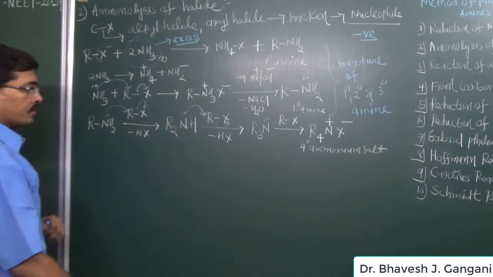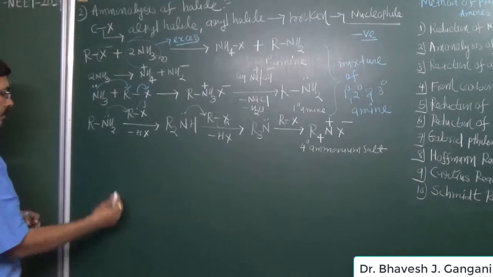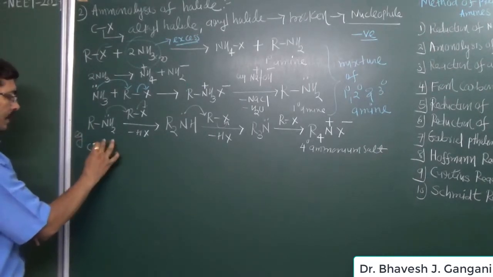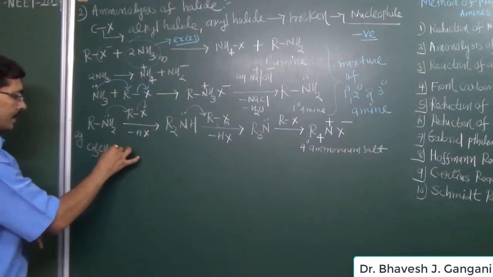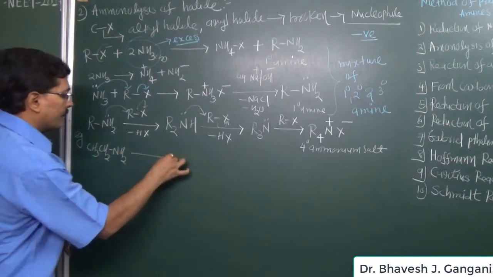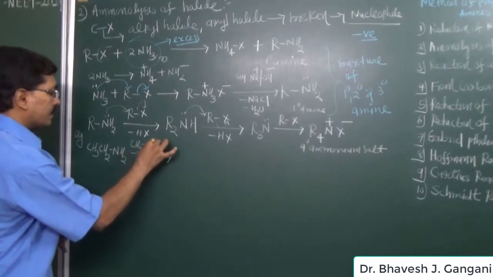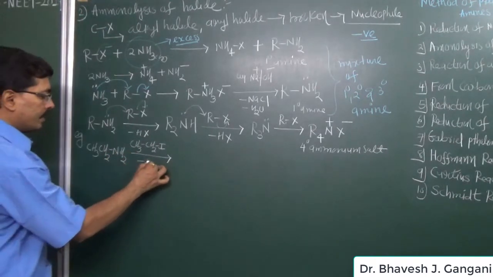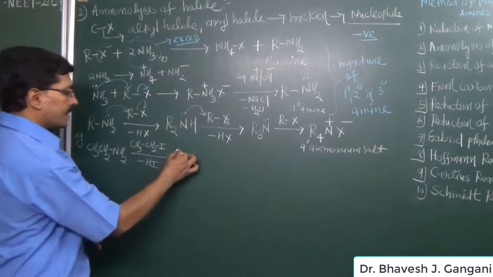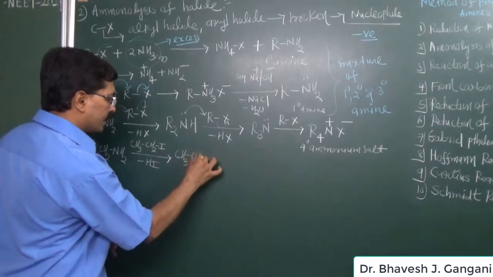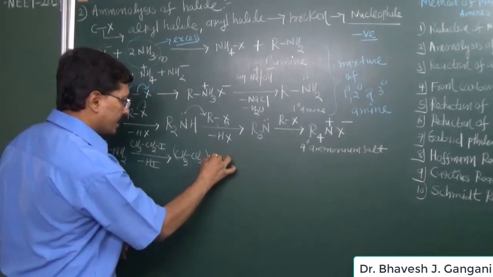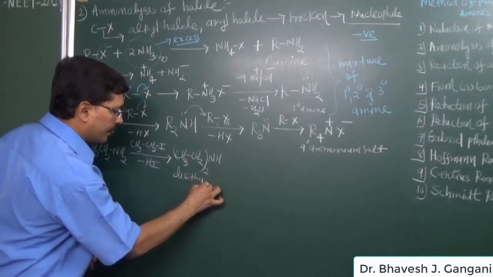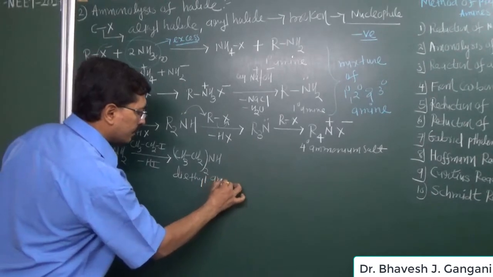Now I would like to give you an example. Suppose I have taken ethyl amine. If ethyl amine is allowed to react with ethyl iodide, the reaction occurs in the same way: hydrogen combines with iodine and is removed in the form of HI. As a result we get the structure CH3CH2 twice and NH. It is known as diethyl amine. The structure obtained is diethyl amine.